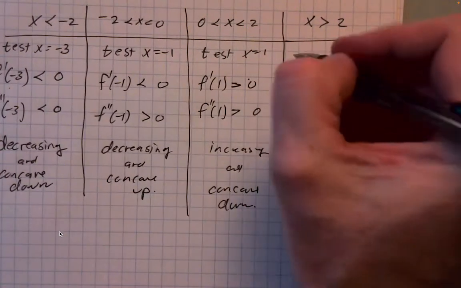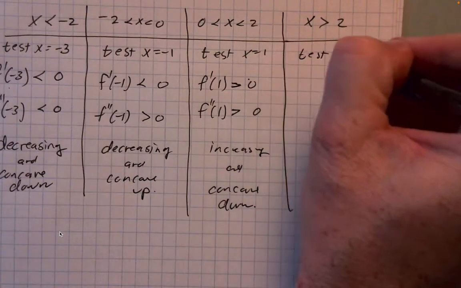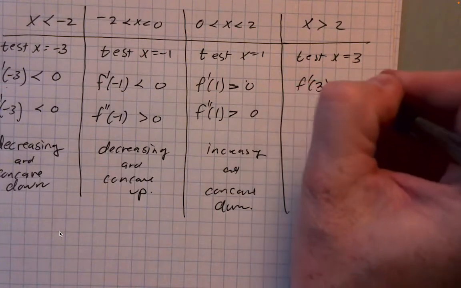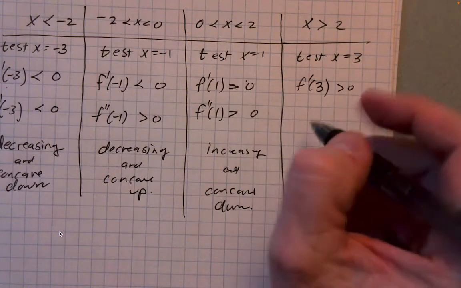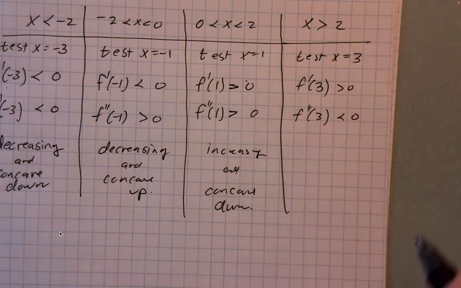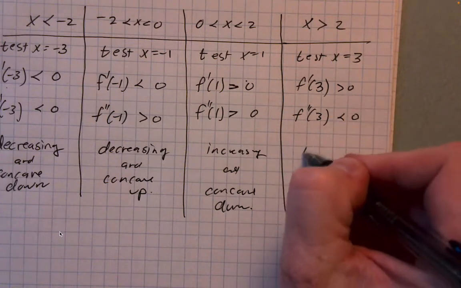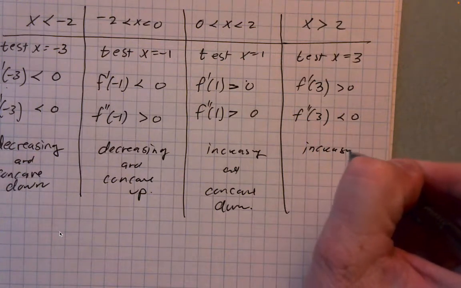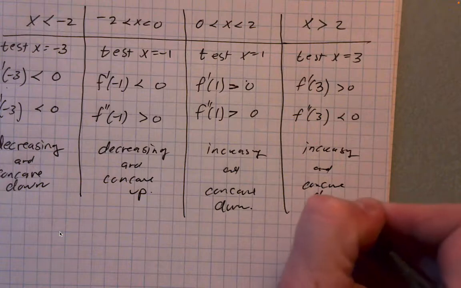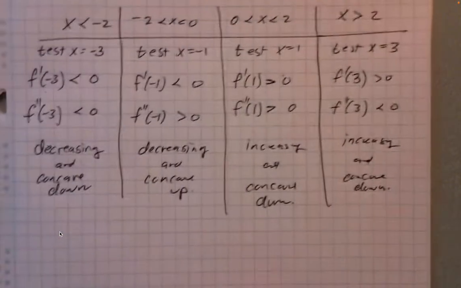Okay, and then finally over here, let's test x equals 3. The first derivative is positive. The second derivative is negative. So here it's going to be increasing, concave down. Okay, all right, so that's kind of the summary.